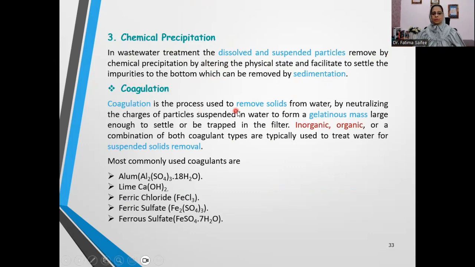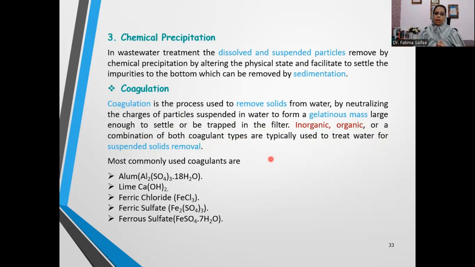Coagulation is the process used to remove solids from water by neutralizing the charges of the particles suspended in the water to form a gelatinous mass large enough to settle or be trapped in the filter. Inorganic, organic, or a combination of both coagulant types are typically used to treat the water for suspended solids removal. Coagulation is a very important process. Dissolved particles or lighter suspended particles that are not removed through screening or normal filtration, for those we use this method of coagulation.